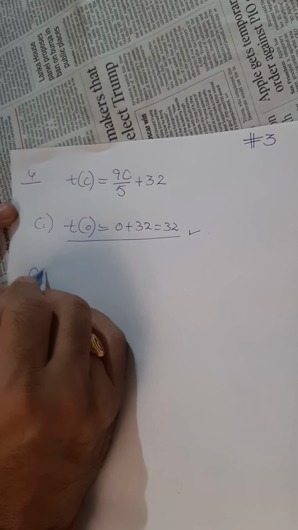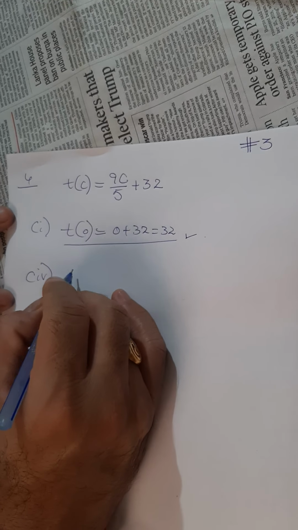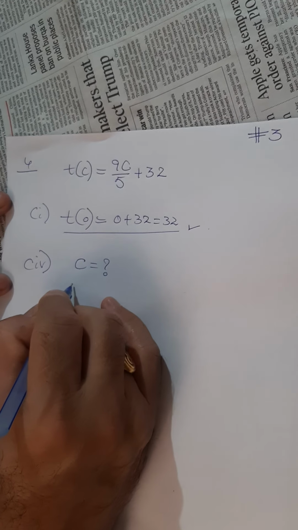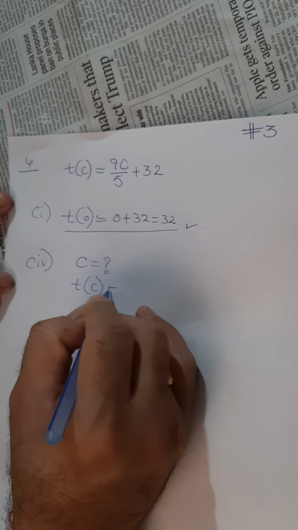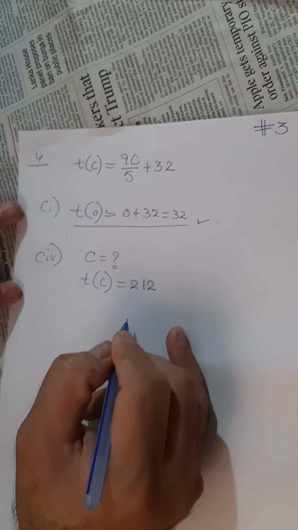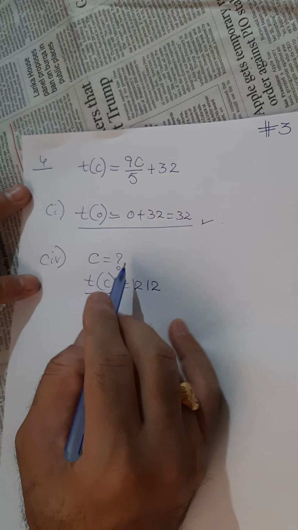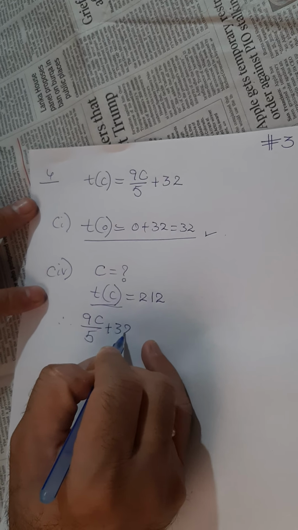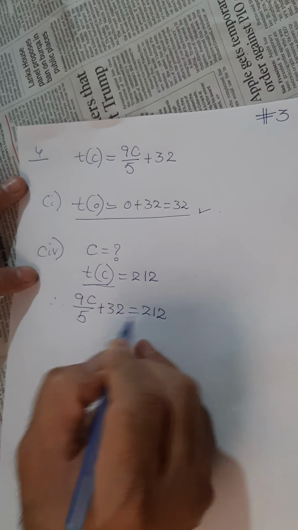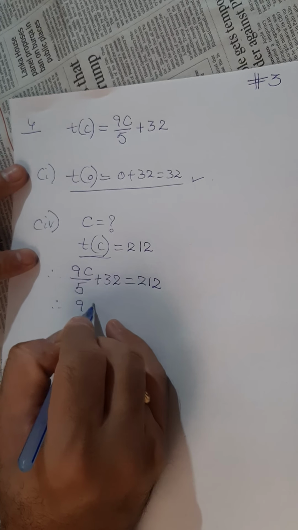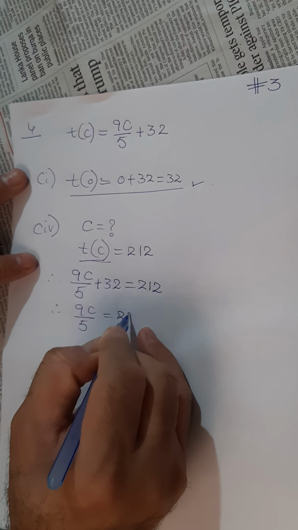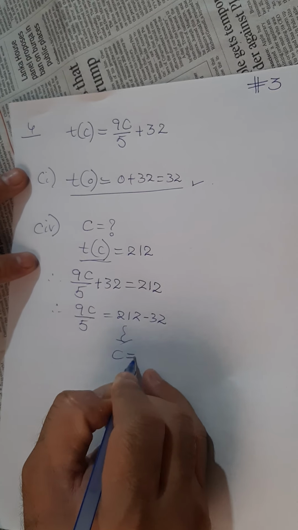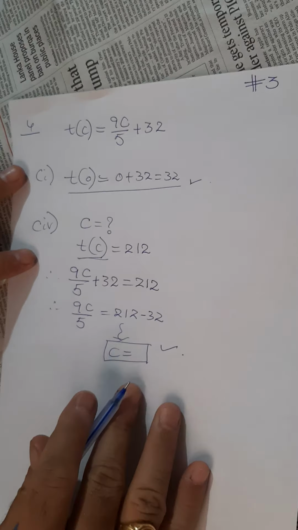Now go to the fourth sub question directly. We want to find the value of C. This is the question. And what is given? T of C equals 212. Now what is the formula for T of C? That is 9C by 5 plus 32 equals 212. Now take 32 to the other side. So 212 minus 32. And you simplify further, so you'll get the value of C. This much you can do.